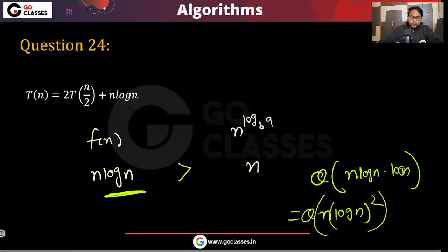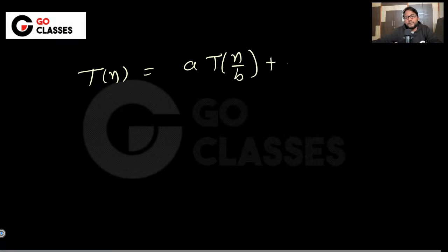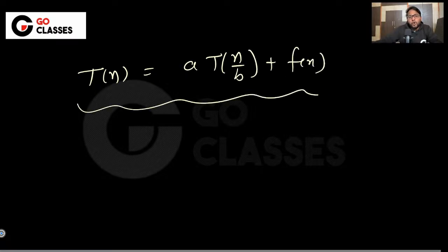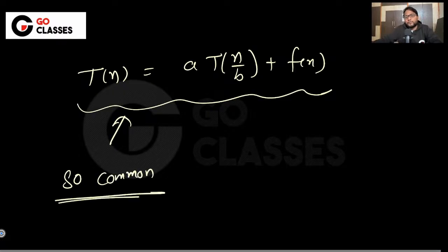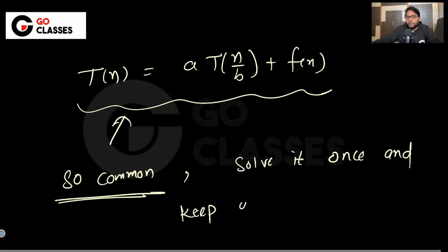And why do we even have the Master's theorem? Because these are recurrence relations of the form T(n) = a T(n/b) plus some f(n). These recurrence relations are so common that people said, let's just solve it once and keep using the theorem, keep using the formula, the result.